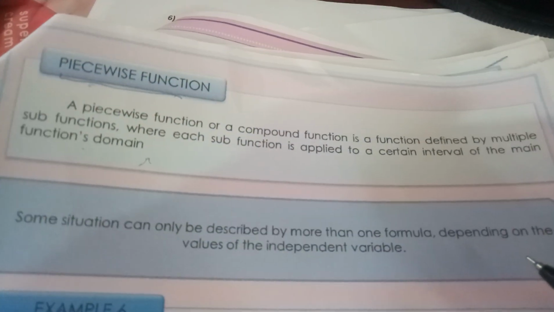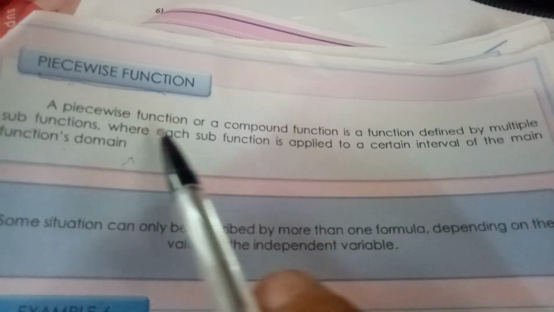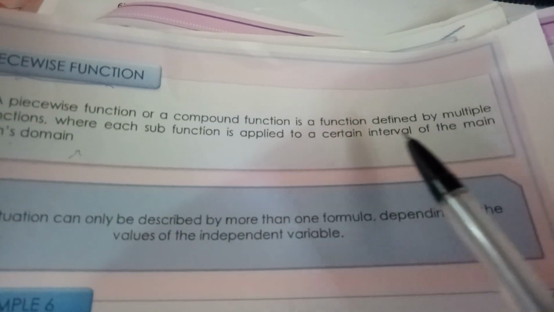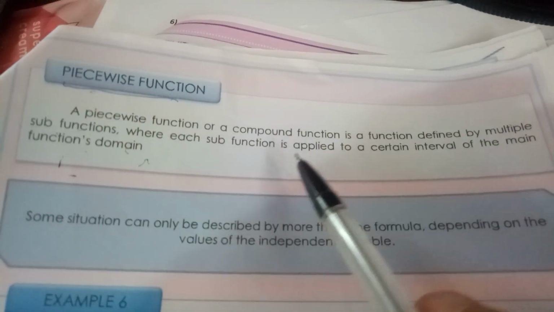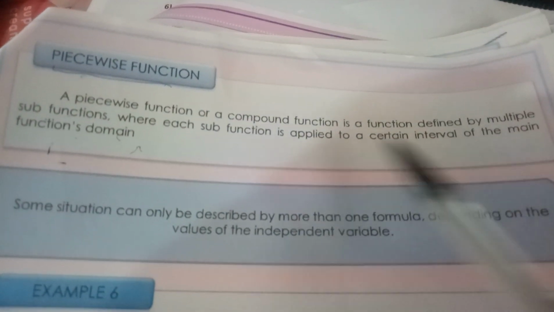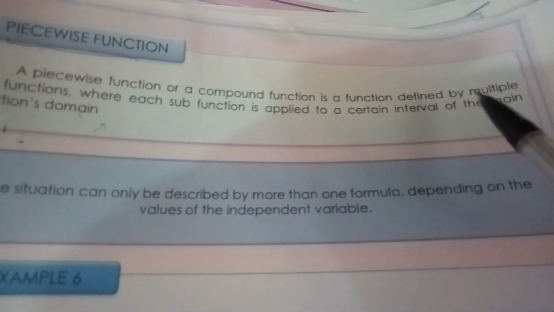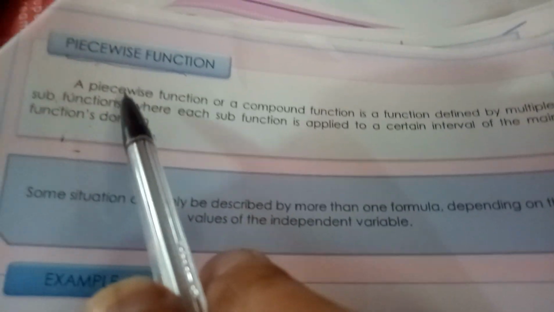Hello, so this is for piecewise function, topic of general mathematics. A piecewise function or a compound function is a function defined by multiple subfunctions, where each subfunction is applied to a certain interval of the main function's domain. When we say multiple function, it is piece by piece.